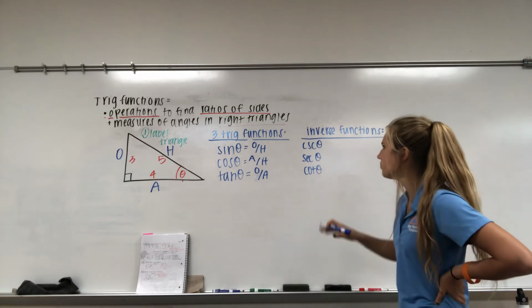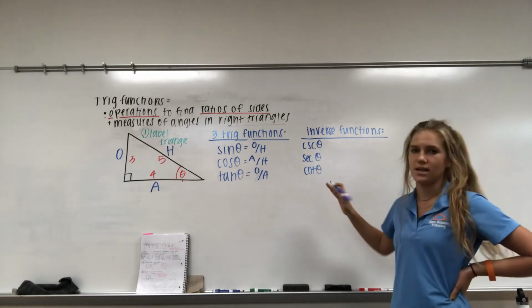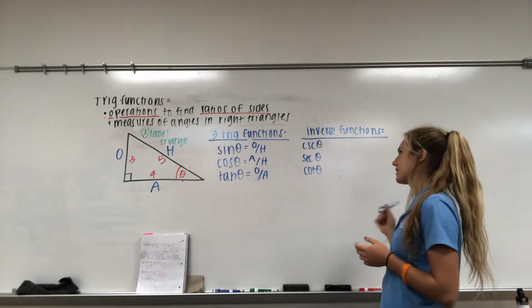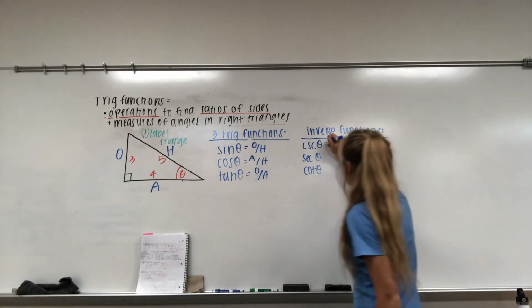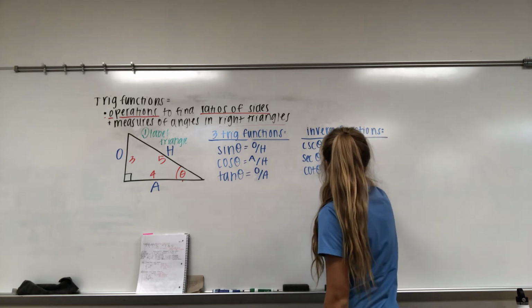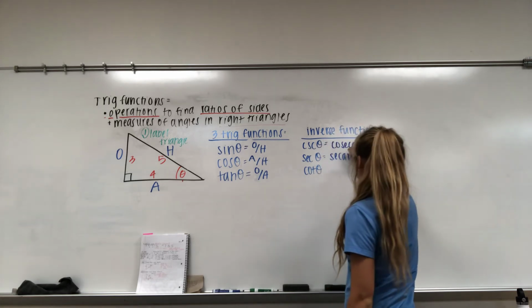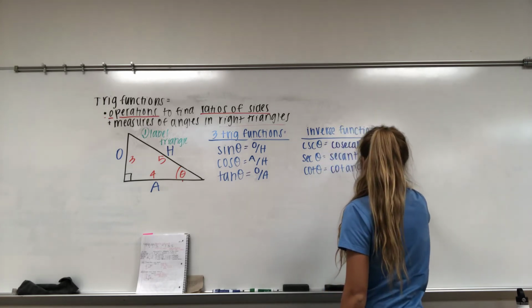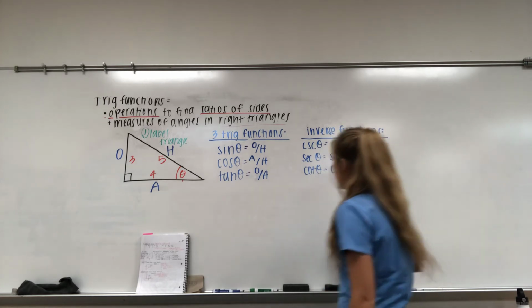Okay, so these are the 3 inverse trig functions, we call them. You'll see why we call them inverse trig functions in a second. But this first one is cosecant. The second one is secant. And the third one is cotangent.